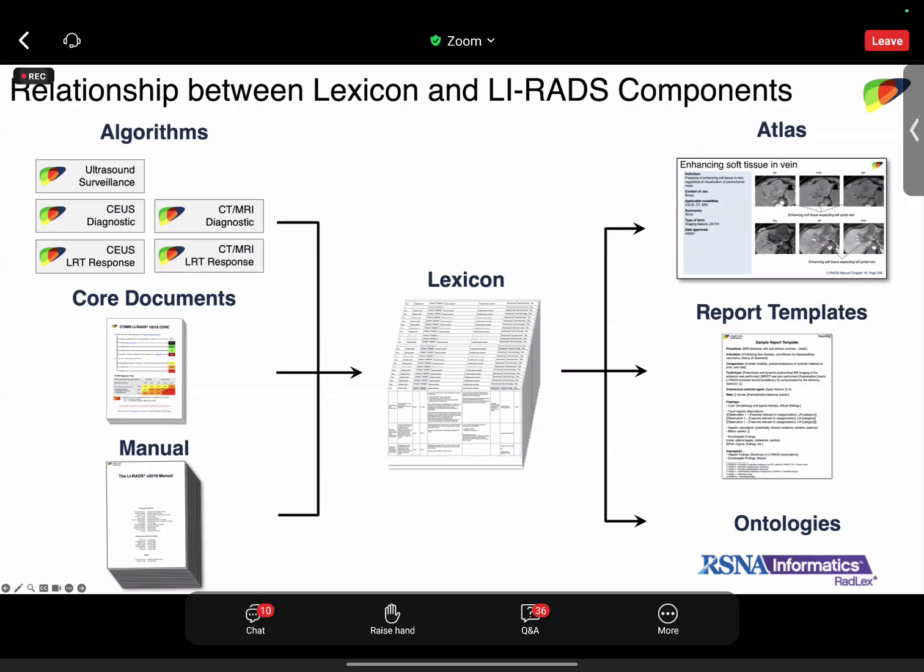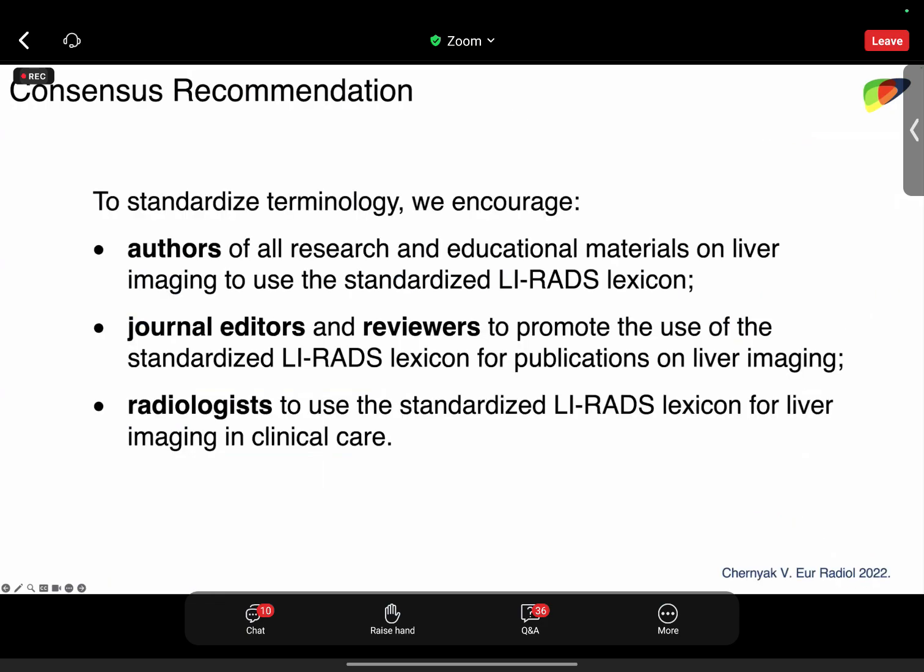In the manuscript cited in the reference below, published by Victoria in European Radiology in 2022, we made 3 recommendations. We encourage the use of standardized terminology by authors of manuscripts on liver imaging, the adoption or the promotion of the use of this standardized terminology by journal editors and reviewers, as well as the use of the lexicon in clinical care by radiologists.